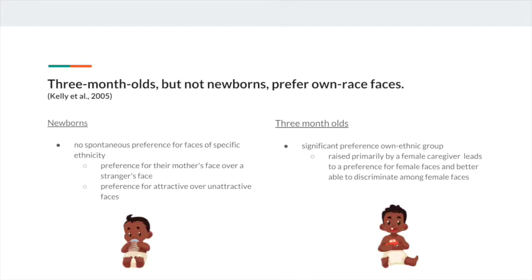In Kelly et al., it was found that 3-month-olds, but not newborns, prefer own race faces. At birth, Alex would show no preference based on ethnicity. He does show preferences, such as that for his mother's face, and even for attractive faces over unattractive faces. However, at 3 months, Alex has begun to develop a bias in preference for his own ethnic group. Similarly, assuming he had a female caregiver, he prefers female faces and can better discriminate among female faces.